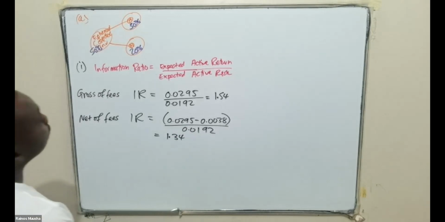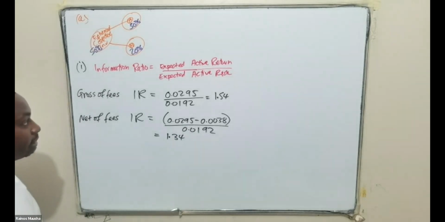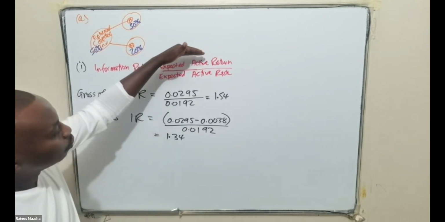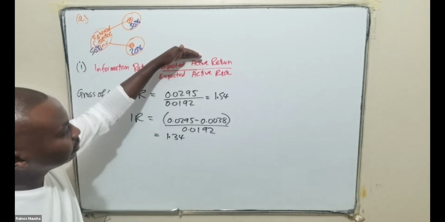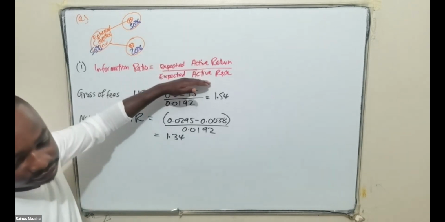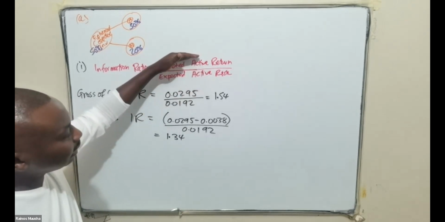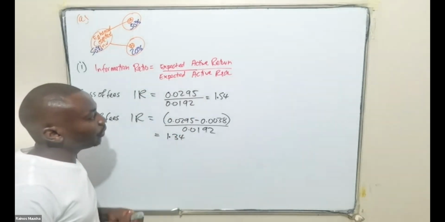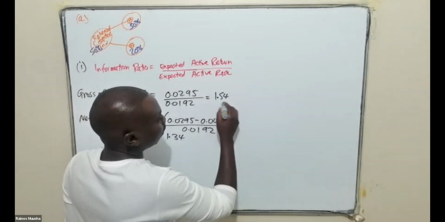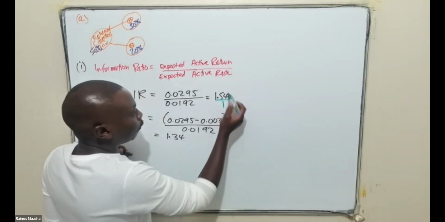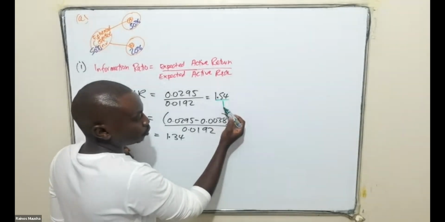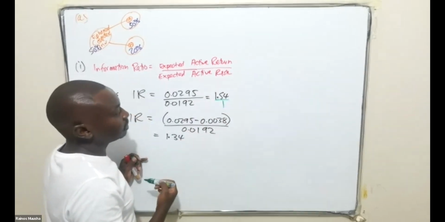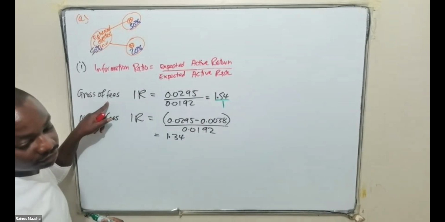So what the information ratio means is how much your active return is compared to your active risk. How much is your active return per unit of active risk? So this 1.54 is just the same as saying 1.54 over 1, because for 1 unit of risk that you're exposed to, you are generating 1.54 units of active return. That's basically what it means, before you take into account the fees.